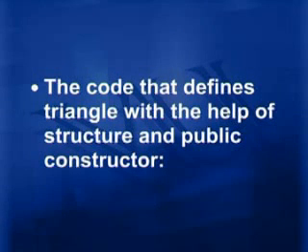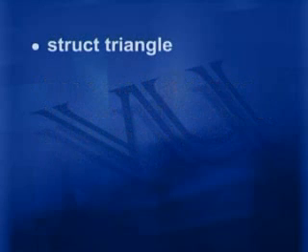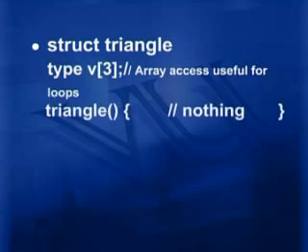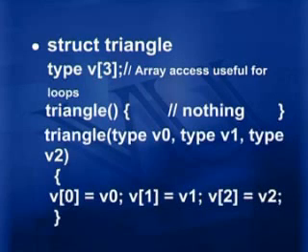Now we can take a look at the code that defines a triangle with the help of a structure and the concept of a public constructor. You can look at the code right now: the structure triangle with an array of size 3. Now this array is going to hold the values of the vertices of the triangle, and you can see down below the function triangle with the arguments type v0, type v1, and type v2, the three vertices of the defined type. And what we do is we take these values and place them in our array.